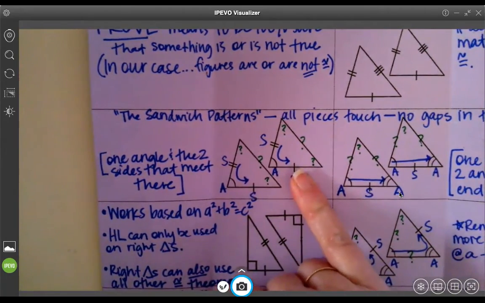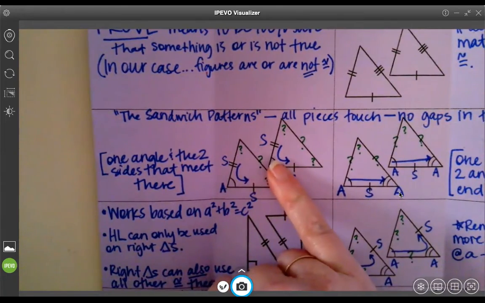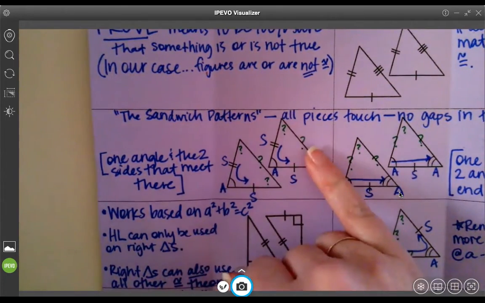Same thing over here. If you have matching pairs of sides, and the angle in between also matches, you'll know that this side is going to have to match this side.